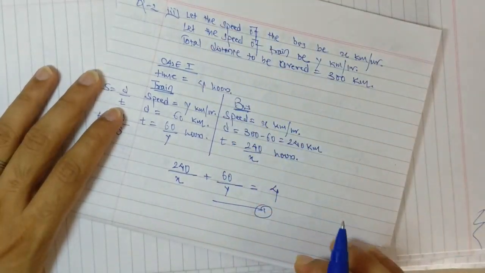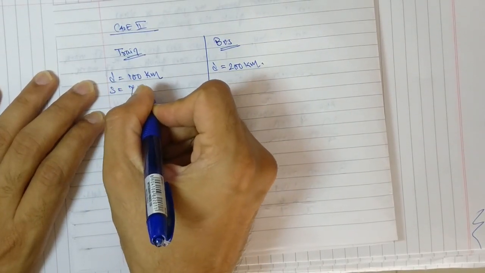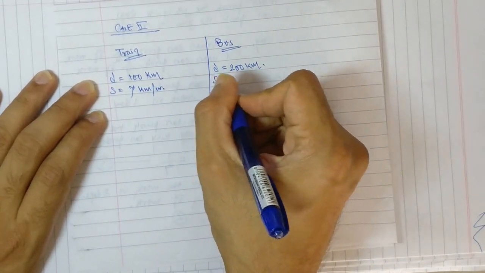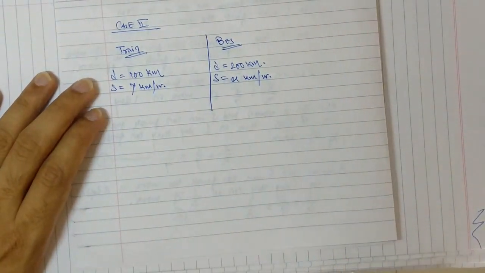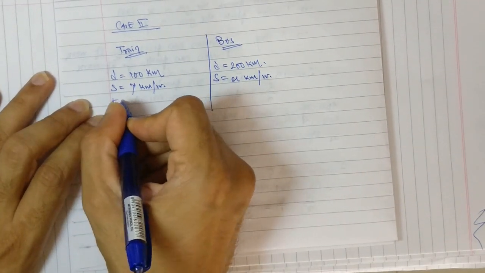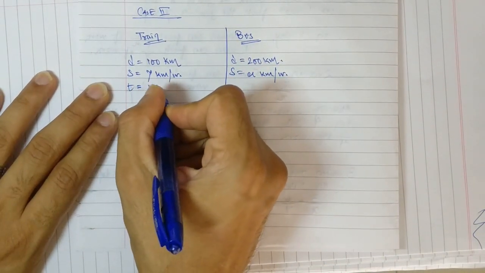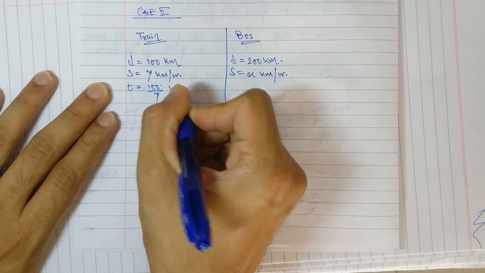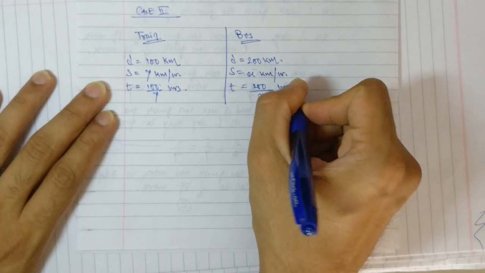The speed of train and bus is y and x. The speed is y kilometer per hour over here, and x kilometer per hour here. The time will be speed upon distance, right? No, distance upon speed. So the time will be 100 upon y hours, and here the time will be 200 upon x hours.